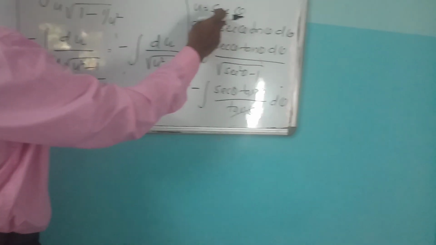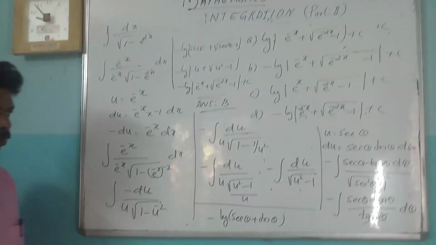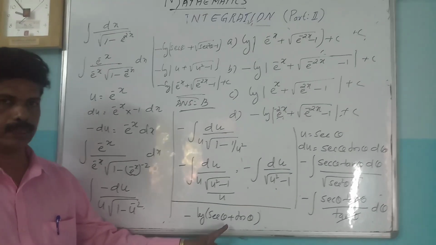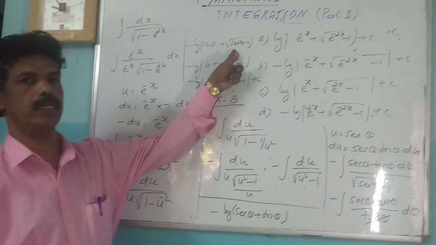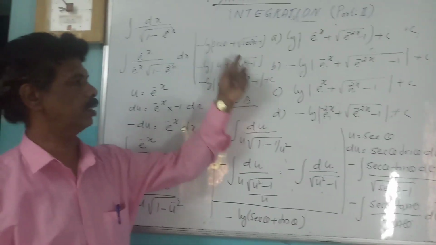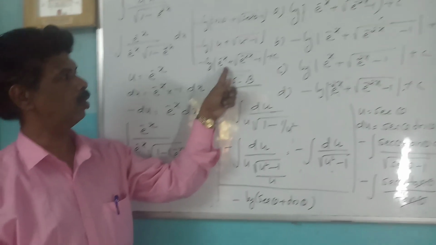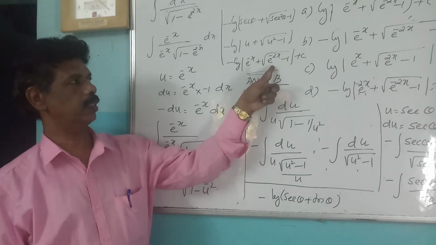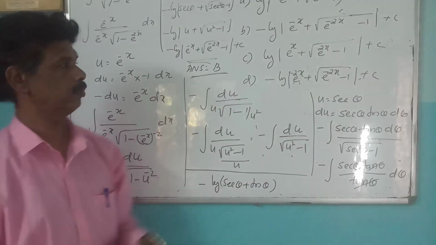After that, put u equal to sec theta, du equal to sec theta tan theta. Then cancel this sec theta tan theta on both sides. This is equal to minus sec theta d theta. Integral of sec theta means log of sec theta plus tan theta. Here tan theta means root of sec square theta minus 1, but sec theta means u, so root of u square minus 1. After that, again substitute u equal to e raised to minus x. We get minus log e raised to minus x plus e raised to minus 2x minus 1 plus c. So the choice is B.